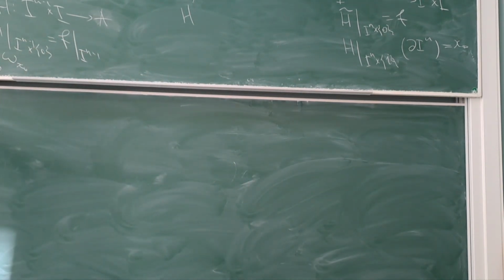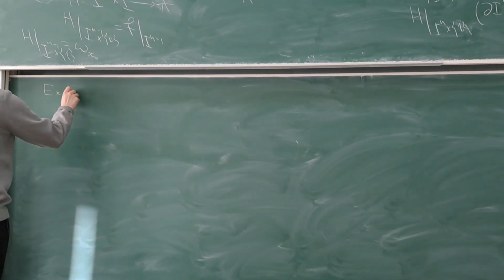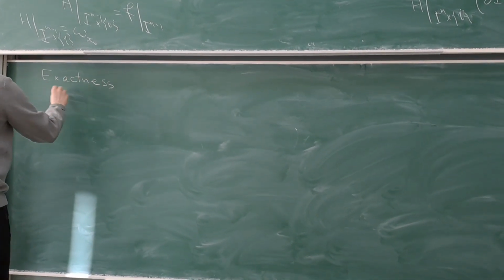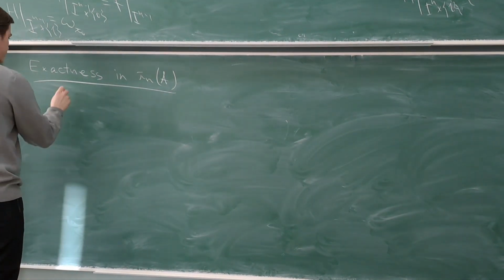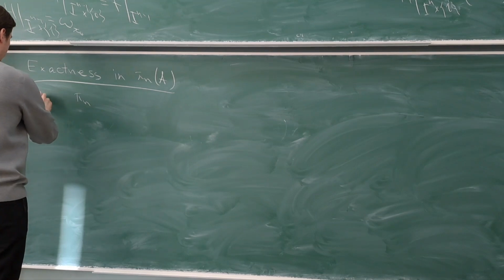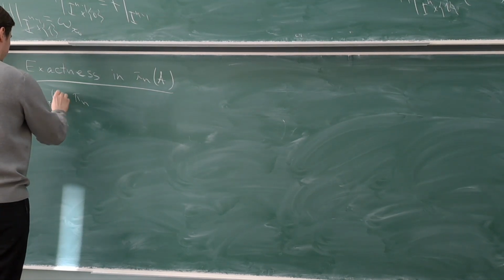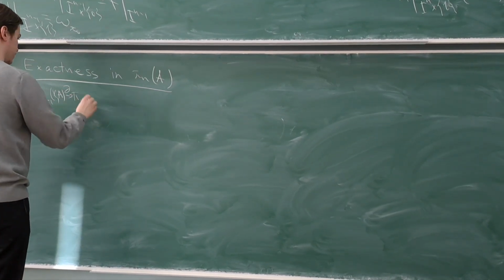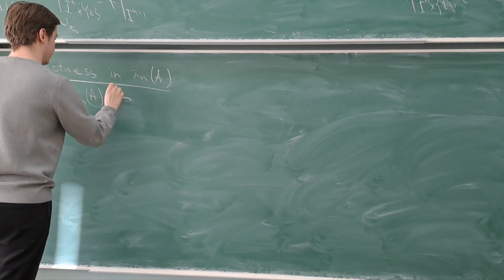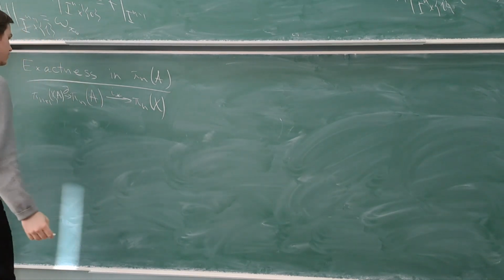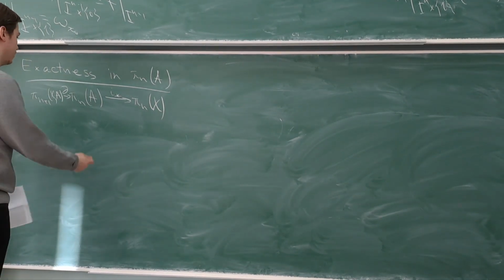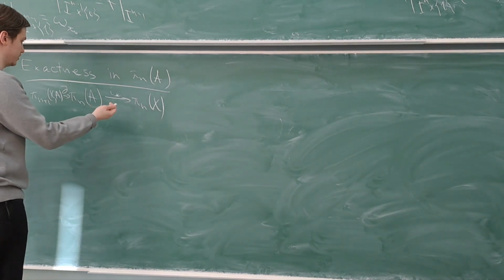So okay, and the last thing that I need to check is exactness in Pn of A. So what does it mean? Right, a part of the corresponding sequence. Have this delta, and then we have the map induced by inclusion A and X. So again, it is obvious that the composition is 0.